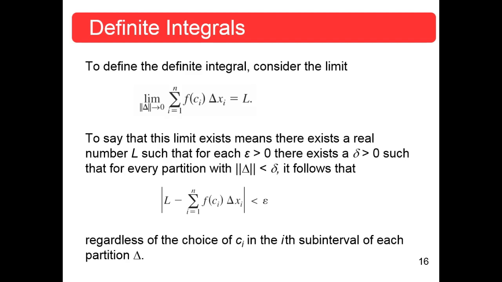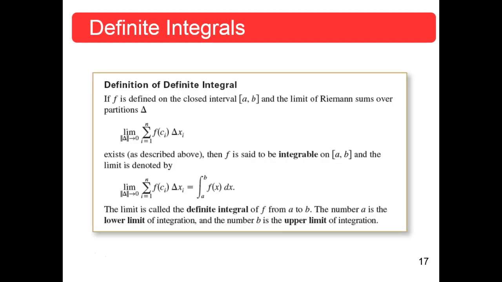It follows that the absolute value of the difference between L and this is going to be less than the epsilon. So no matter how small an epsilon you want, you can find a delta, a norm less than that delta that guarantees this is true, no matter how small you choose that epsilon to be, regardless of the choice c sub i that you do on that interval. Okay? So just keep picking smaller and smaller norms as long as they're positive, and you can find one that'll work. That's if the limit exists.